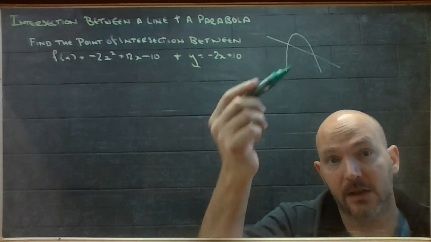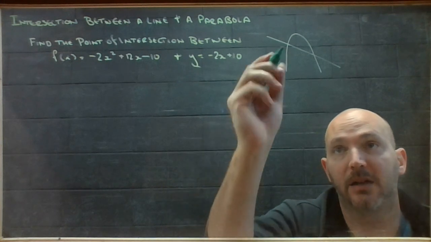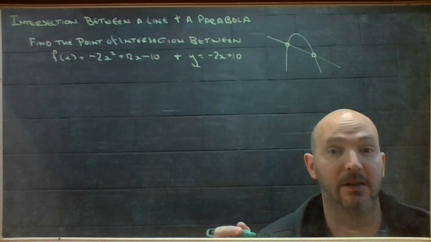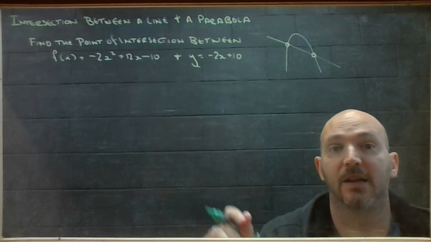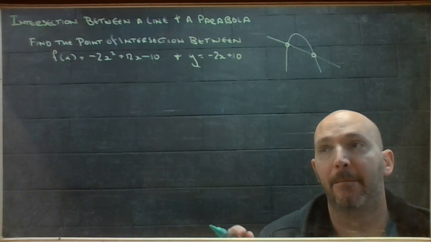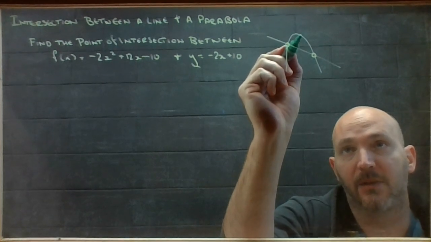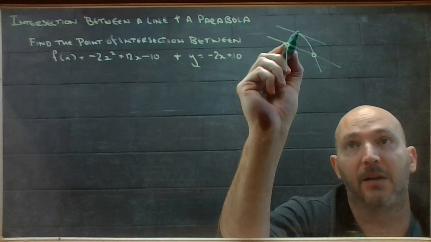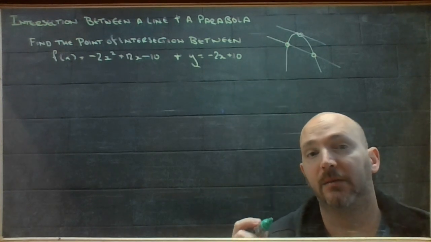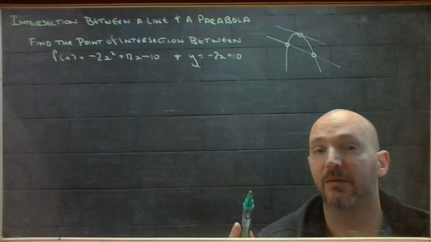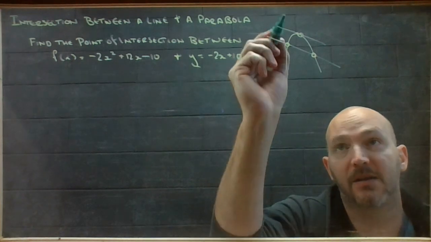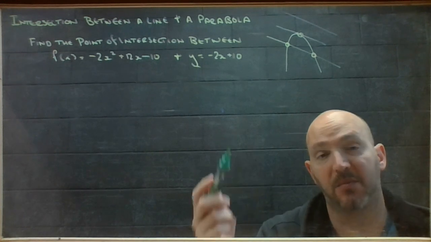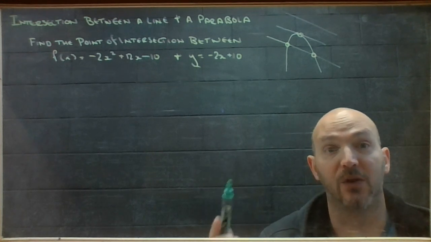Now, if the line and the parabola are in exactly the right spot, then I am going to end up getting two places where this line will cross that parabola. If the line is in the right spot, it might just clip the parabola like that and generate only one solution. Or it's possible that the line is too high and it misses the parabola entirely, so you have no solutions.